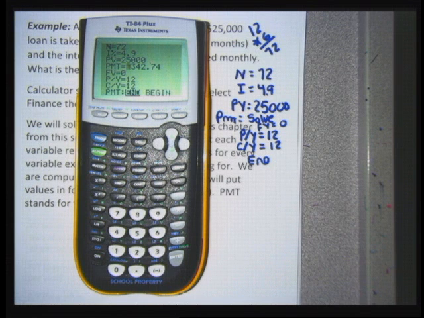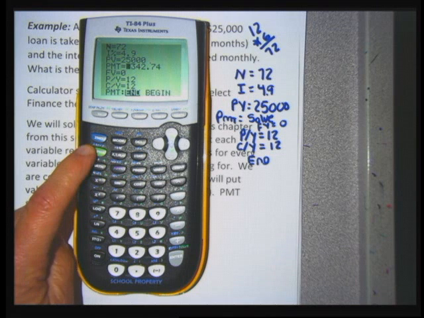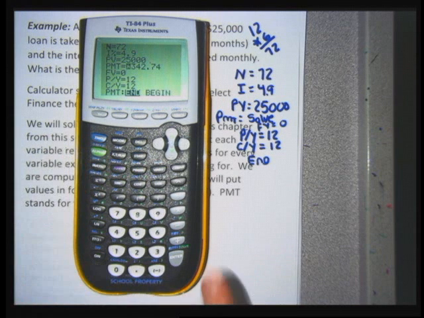As long as your cursor now is flashing on the PMT, you hit the green alpha button, and then you hit the enter key. And your calculator is going to compute what your monthly payment's going to be, and it's going to be $401.46. Again, that's assuming your first payment is 1 month from the day that you make the loan.